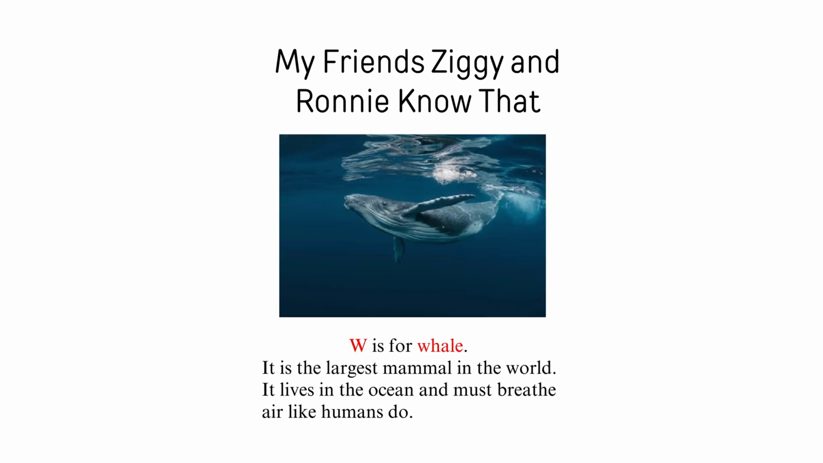My friends Ziggy and Ronnie know that W is for whale. It is the largest mammal in the world. It lives in the ocean and must breathe air like humans do. What are the types of whales in the area where you live? What makes whales different from other sea animals?